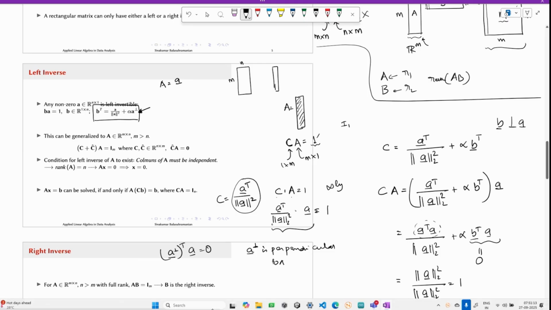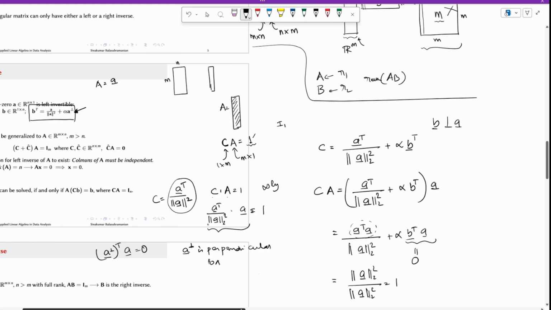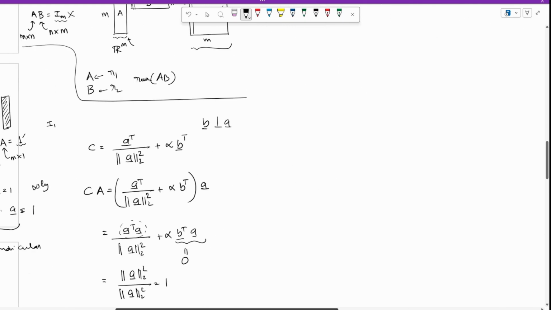In fact, this applies to the previous example that we saw. What was A? A was 1, 2. An immediate possible left inverse is you take A transpose divided by the norm squared, so that would be 1, 2 over. What is the square of the length of A?